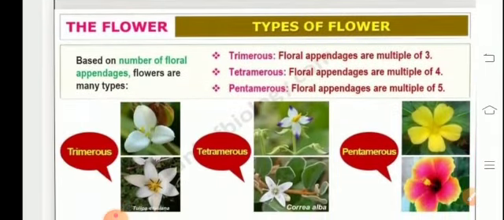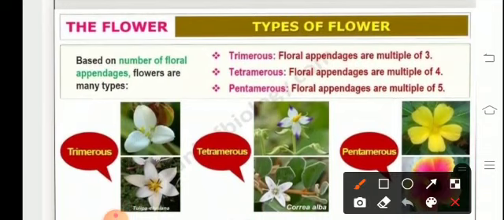Now, the flowers on the basis of the floral appendages could be trimerous, tetramerous, or pentamerous. Trimerous means the floral appendages are in multiples of three. Example, tulipa. So it is an example of trimerous flower. The members of Liliaceae family, that is onion, garlic, are again trimerous.